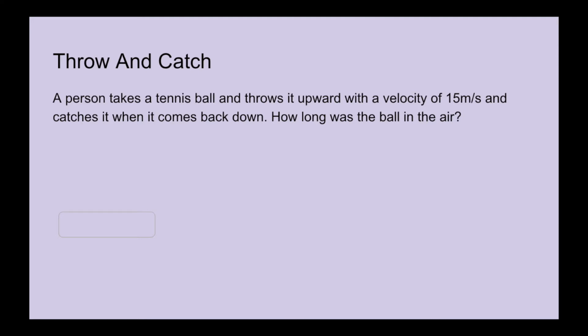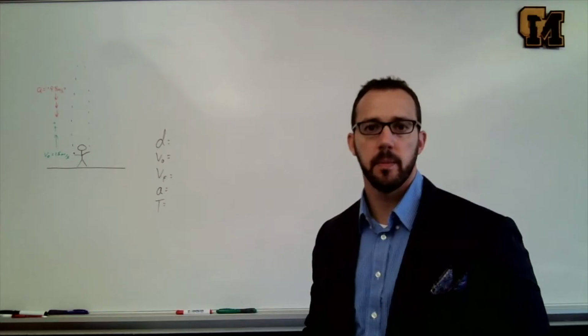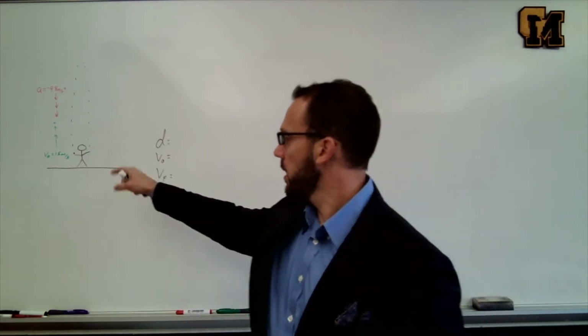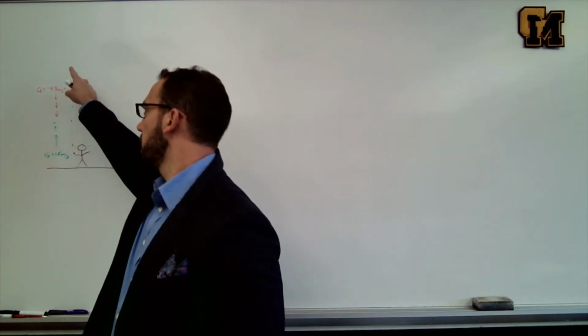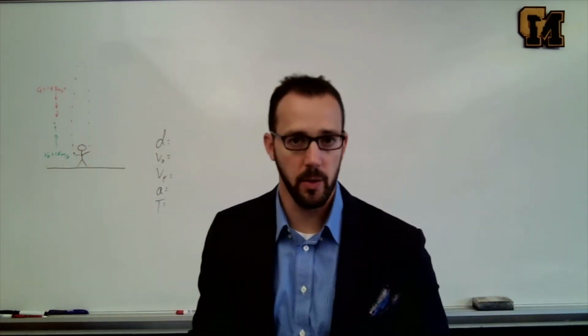A person takes a tennis ball and throws it upward with a velocity of 15 meters per second and catches it when it comes back down. How long was the ball in the air? We have our picture drawn. Here's the person. They throw the ball upward. It's going to come back down, and they're going to catch it.